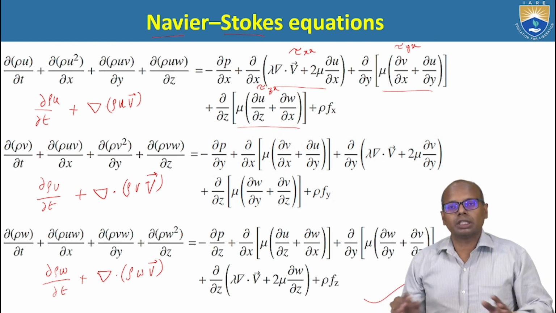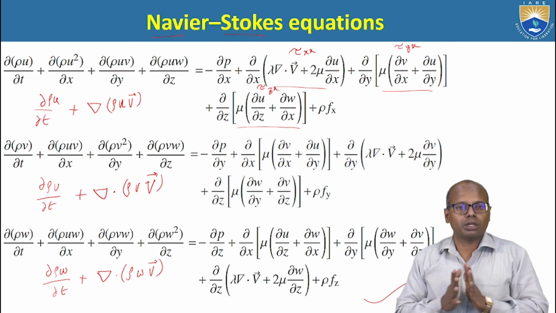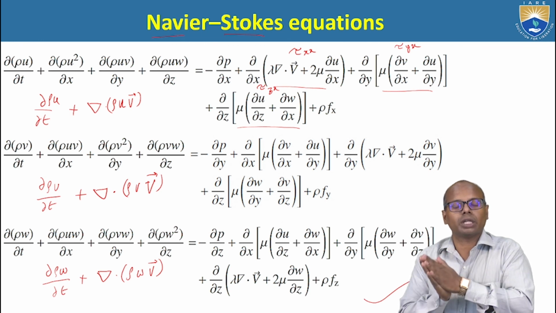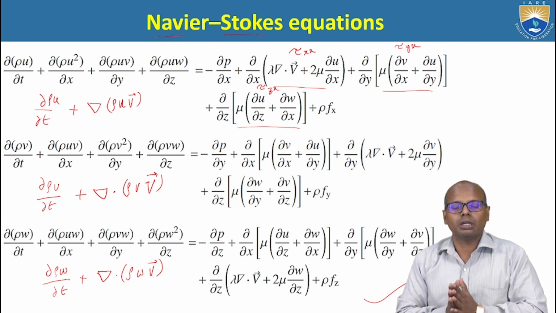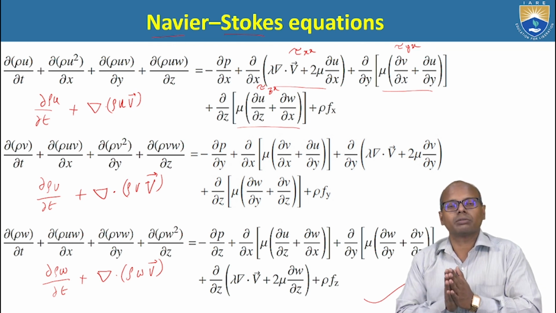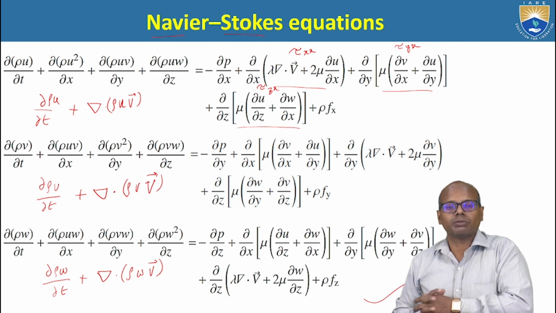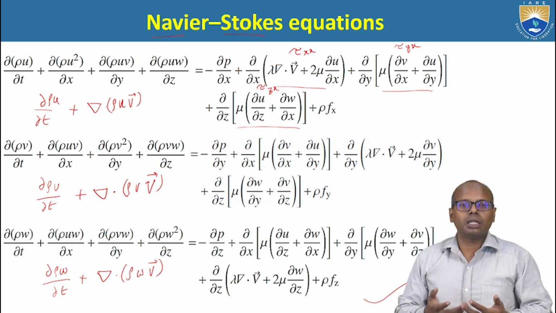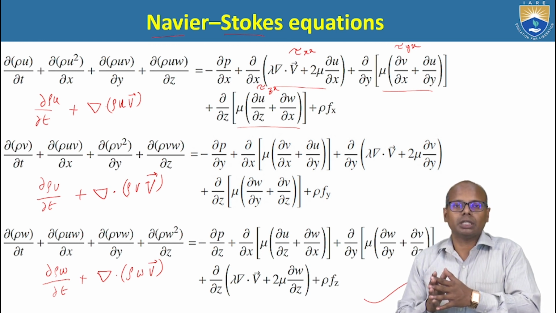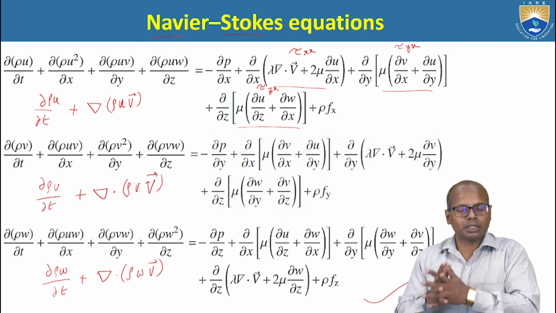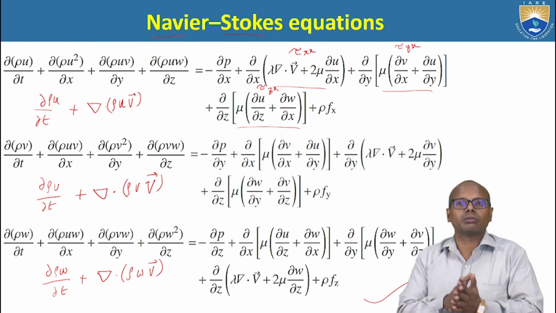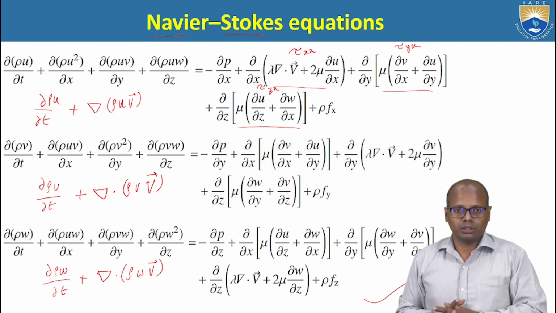So what we have seen in this class today is the conversion of the non-conservation form to the conservation form of the continuity equation, and the non-conservation form of the momentum equation converted to the conservation form of the momentum equation. And we applied Newton's law of viscosity and substituted the stresses in terms of the velocity gradient, making the momentum equations into the Navier-Stokes equation.